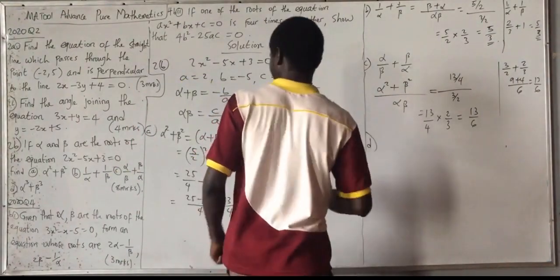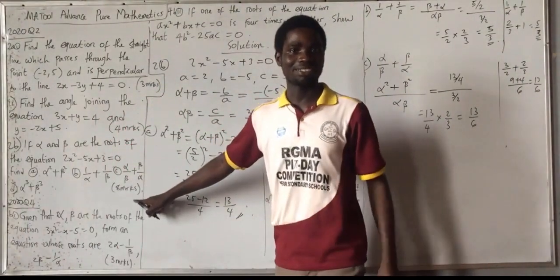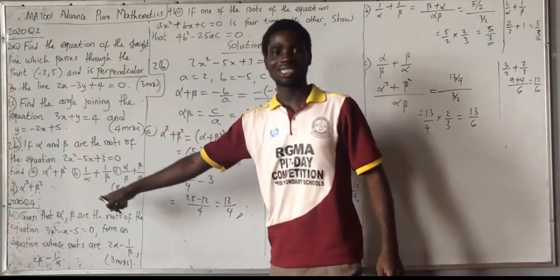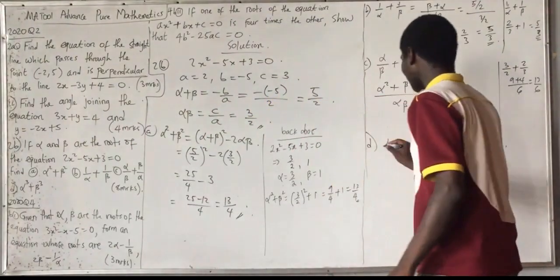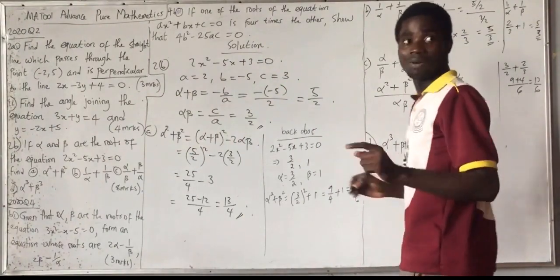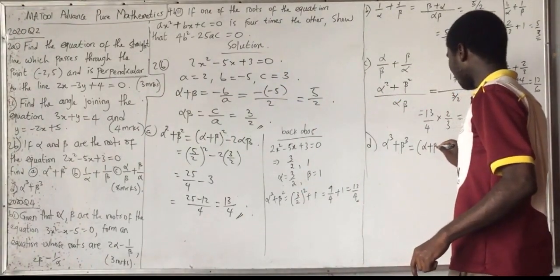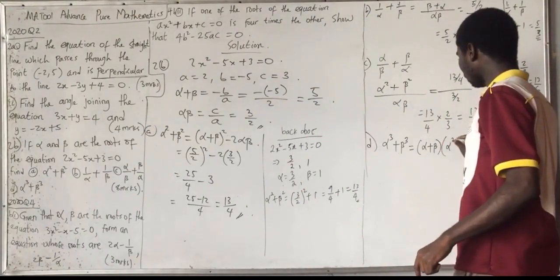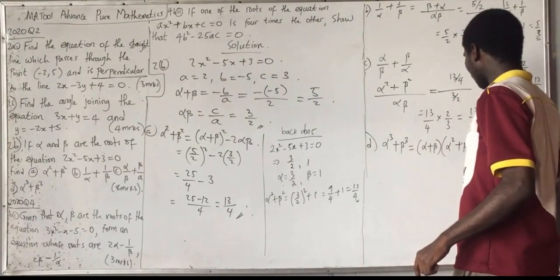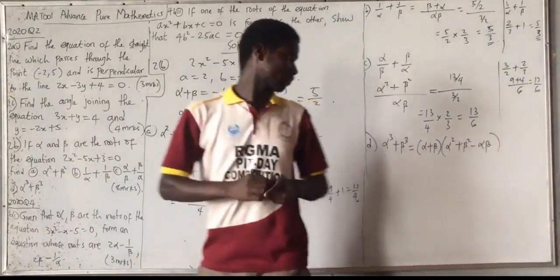Now, D. For D, what's the last question here? Don't go and see, it's 8 marks. Very big. 2, 2, 2, 2 each. 8 marks. The last one, alpha cube plus beta cube. For alpha cube plus beta cube, this one will be alpha plus beta, then you have alpha square plus beta square minus alpha beta. Please take note of this.